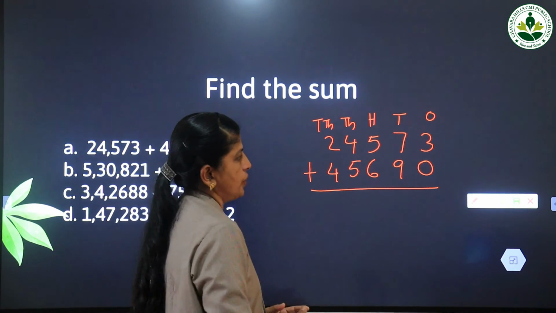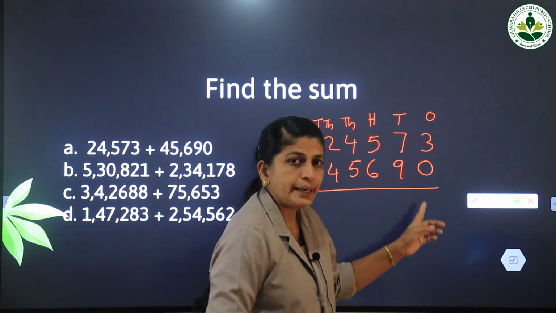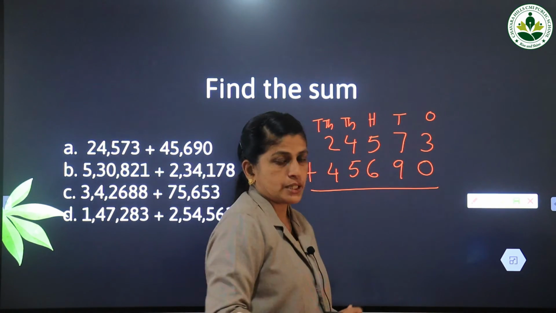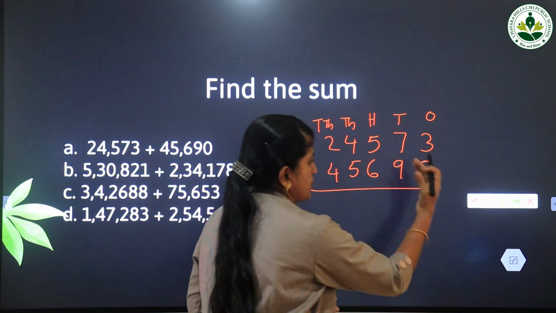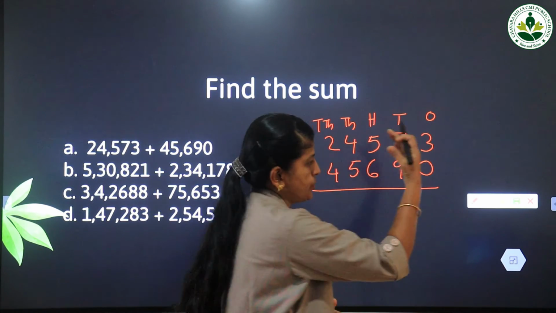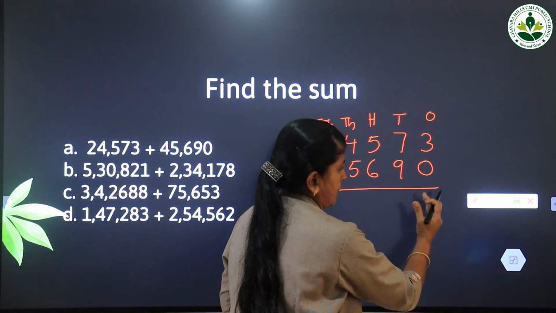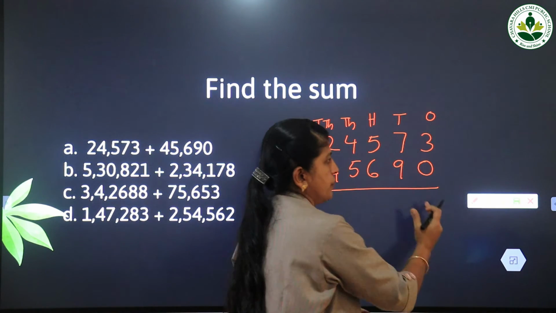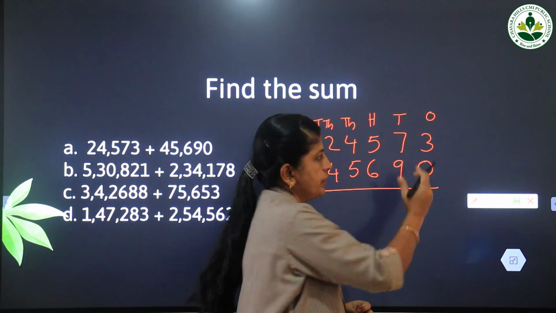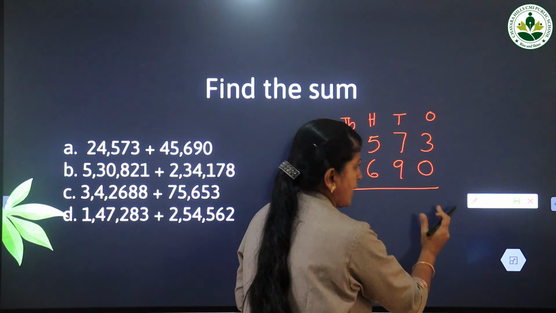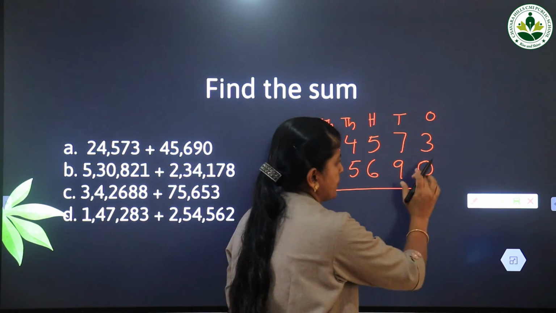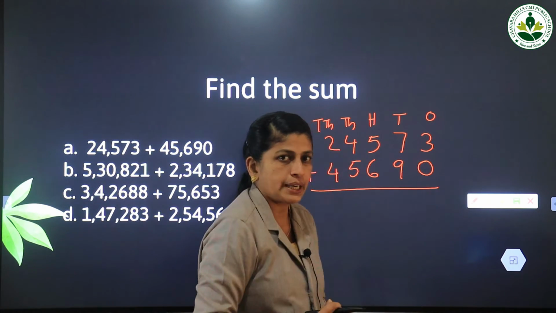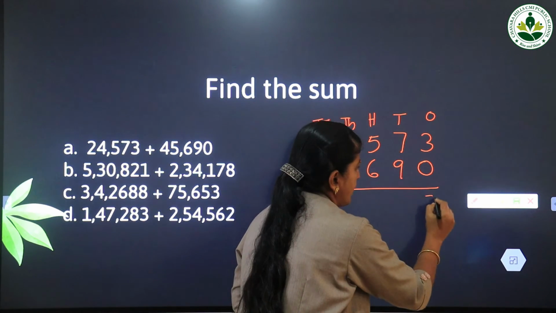Then how do we do? We have to add the digits in the 1's place first. When we are doing addition, we have to start from the right side, this side. Therefore, when we are adding numbers, we have to start from the right side. That means starting from the 1's place digit. 0 plus 3. What is 0 plus 3? 0 plus 3 is 3 itself.